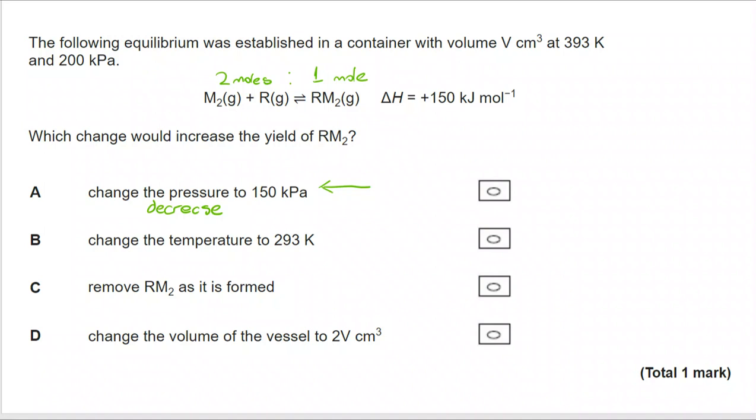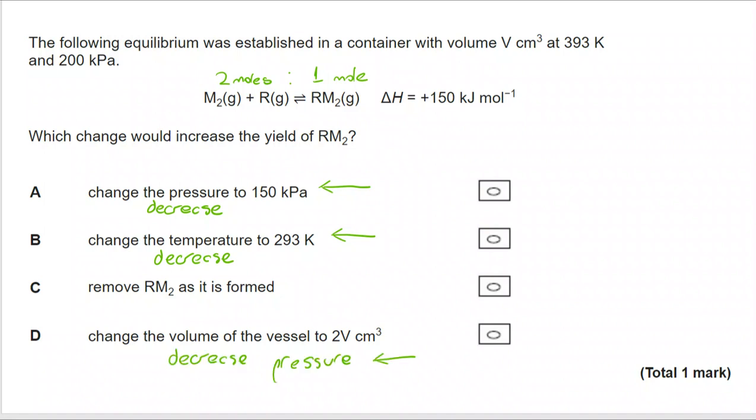If I consider changing temperature, again, we're dropping that by 100 Kelvin here. Decreasing temperature would favour the exothermic reaction. And the exothermic reaction is the backward reaction. That would give us less RM2.